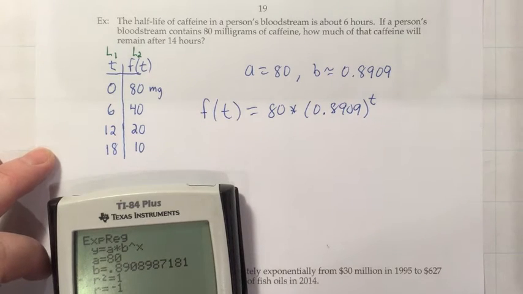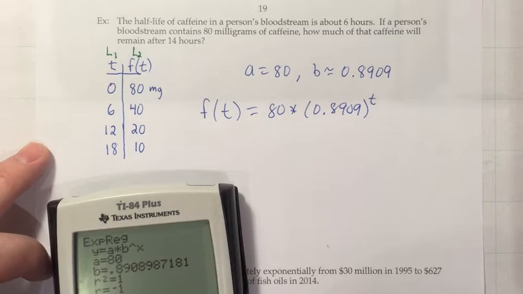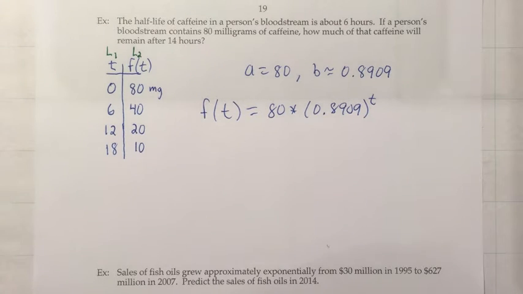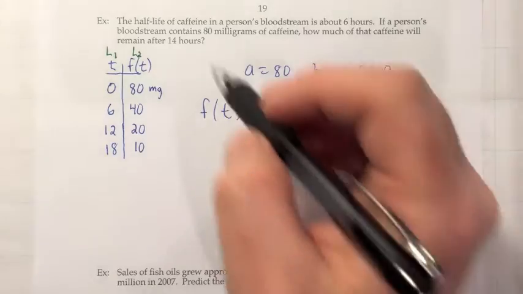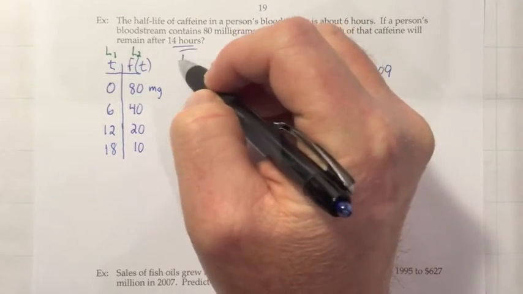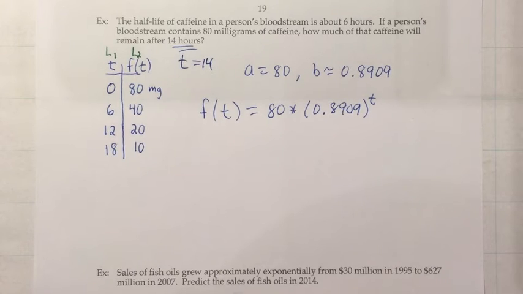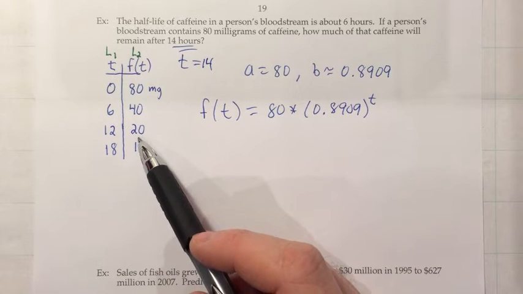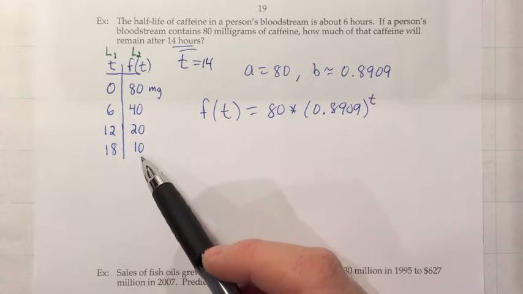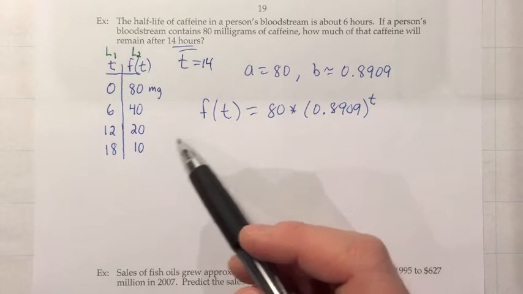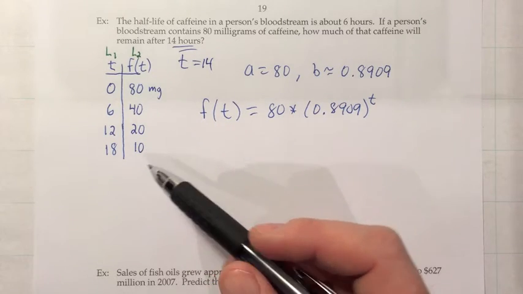So we've got an equation, and now we just want to use that to try and answer the question. So how much of that caffeine will be in their system after 14 hours? So when they give us the 14 hours, they're telling us t equals 14. Because of our chart, we have a decent guess. After 12 hours, it'll be 20 milligrams. After 18, it'll be 10 milligrams. So the answer to this should end up being somewhere between 20 and 10.